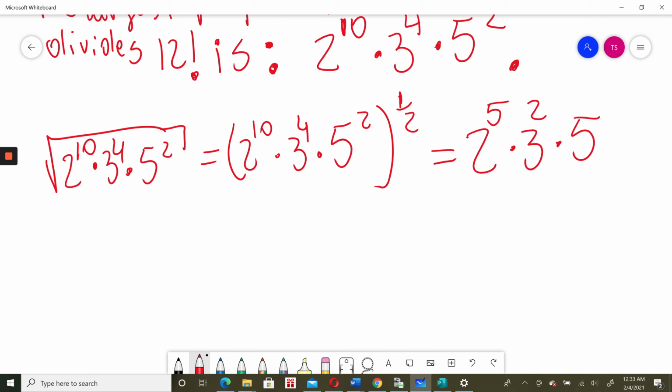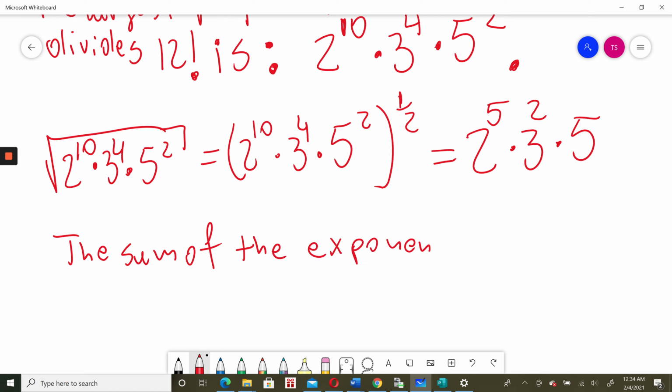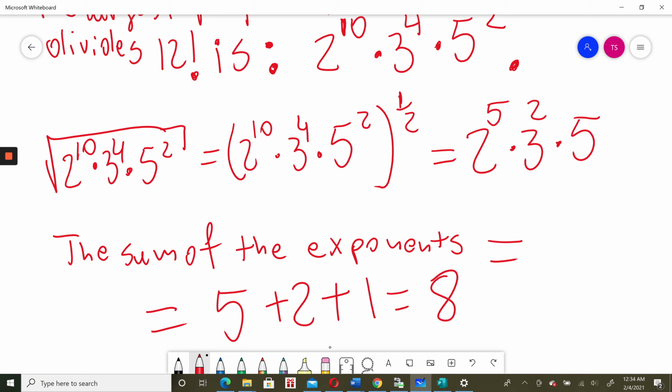So the sum of the exponents is equal to 5 plus 2 plus 1, which is equal 8. And 8, this was the answer C.